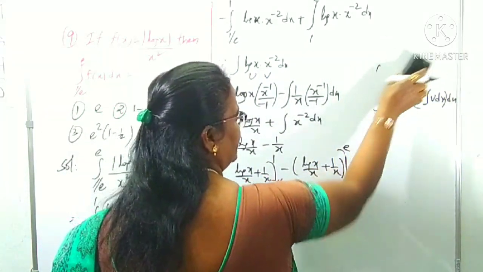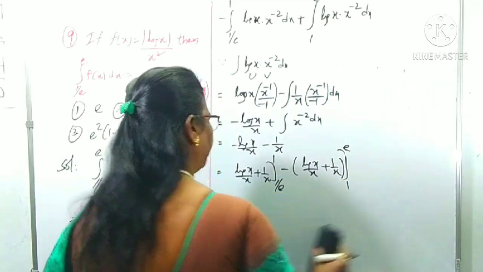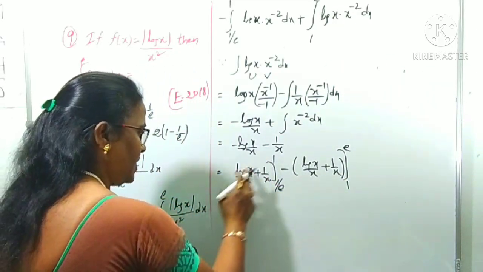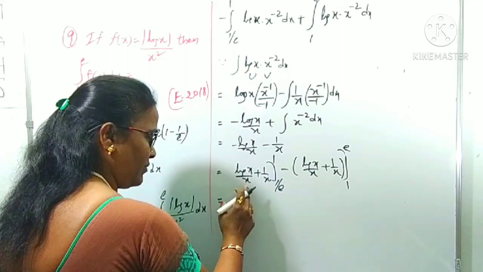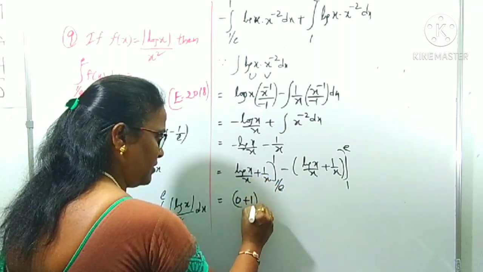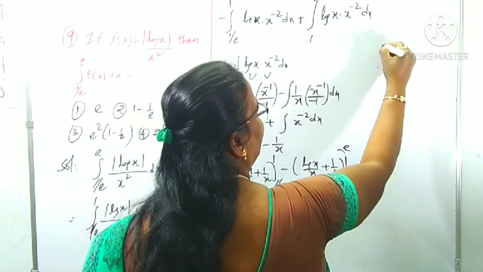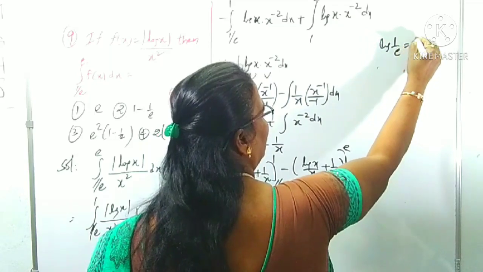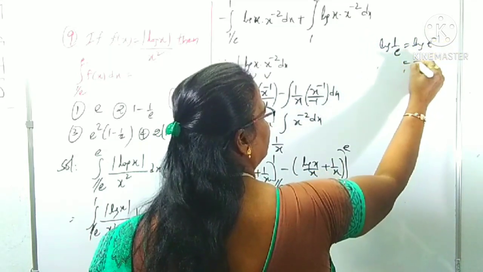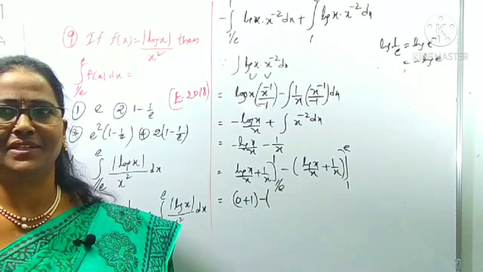I am doing this, okay. For the first function, the upper limit is 1: log 1 is 0, 0 by 1 is 0 only, plus 1 by 1 is 1. This is upper limit minus lower limit. Log 1 by e. What is the log 1 by e value? Log 1 by e means what? Log e power minus 1. That is minus log e. Right? Log 1 by e is what?